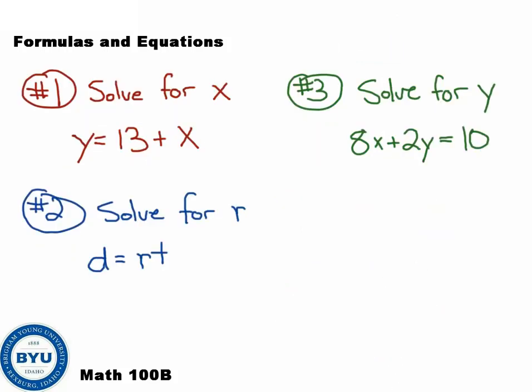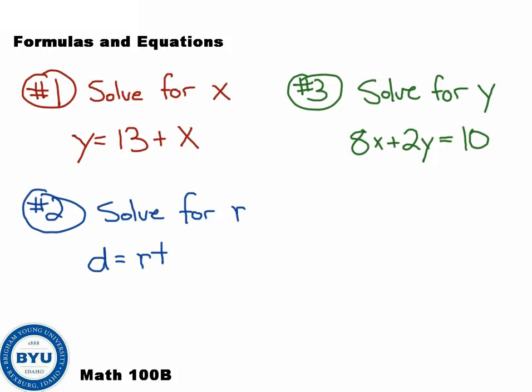Okay, so we've written on the board 3 problems here, number 1, 2, and 3. What we'd like you to do is pause the video, take out your video notebook, and work on solving these 3 equations for the variable that it asks for. In number 1, you need to solve for x, get x by itself. In number 2, notice that the equation is written for d. We want you to solve it for r, get r by itself. And in number 3, we want you to solve it for y, get y by itself. Pause the video and push play when you're ready to resume.